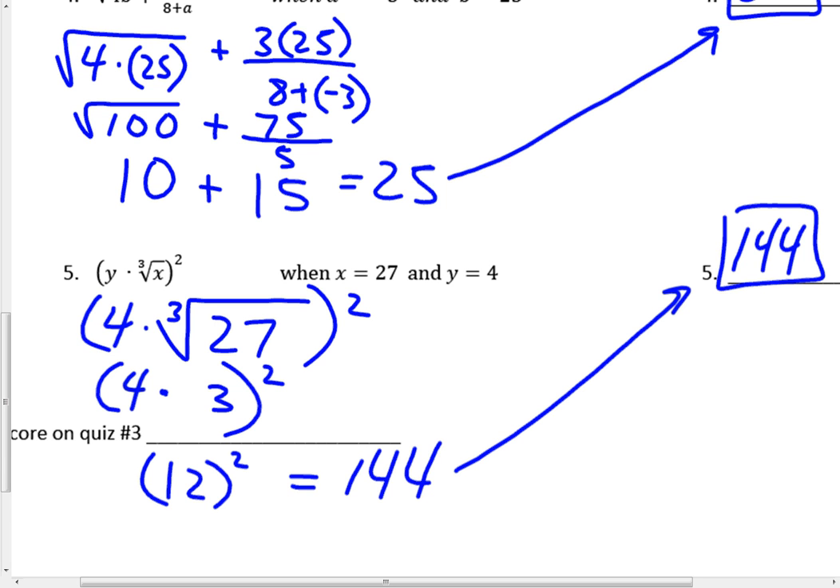The most important part of this correction is not the work, it's the sentence you're going to give me. I need a complete sentence. Don't write down IDK. What does IDK mean? I don't know. Don't write down I don't know. Write down what it is that you just found out. Did you not do the cube root first? Did you do the power of 2 too early? Tell me what it was, a complete sentence.